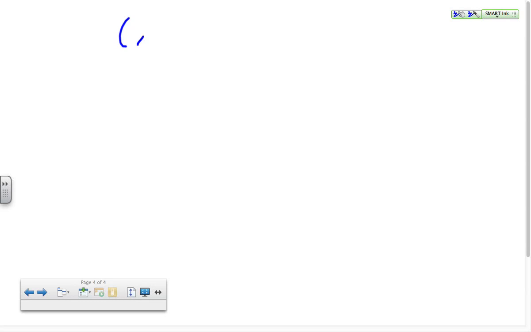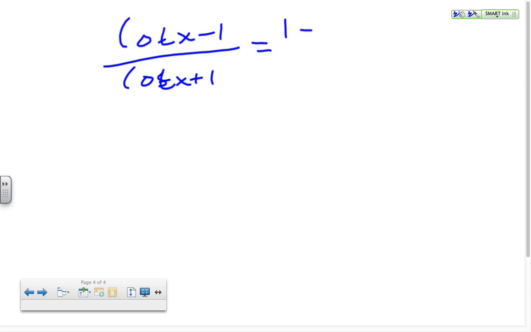Cotangent of x minus 1 over cotangent of x plus 1 equals 1 minus the tangent of x over 1 plus the tangent of x. Okay? So in this case, our goal is to get both sides to be the exact same thing. So however we do that, we're going to manipulate both sides.